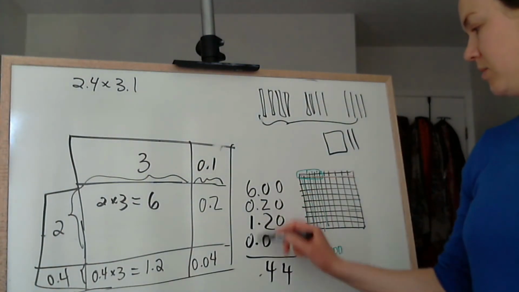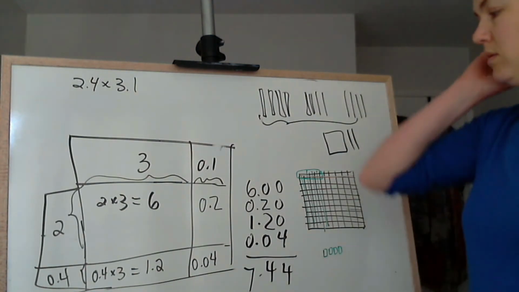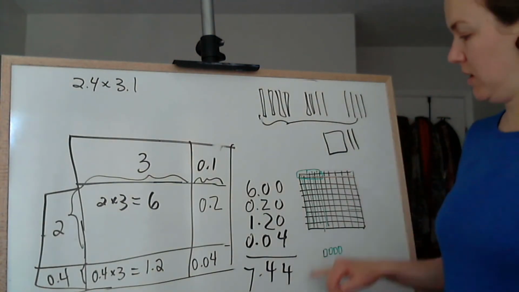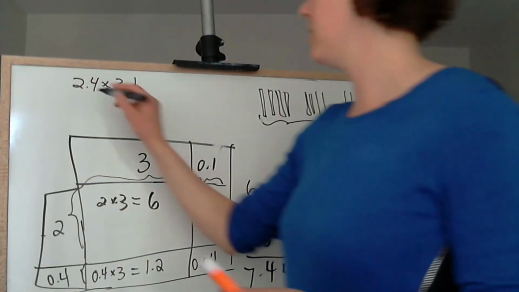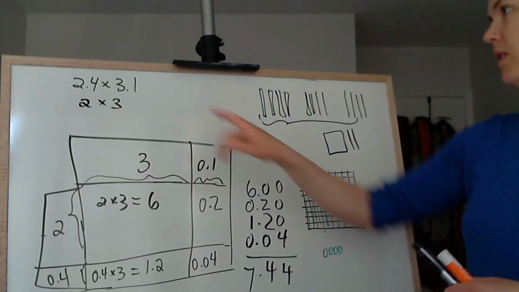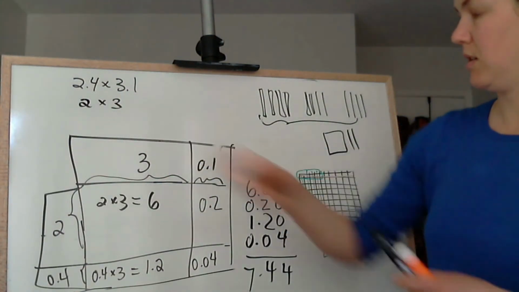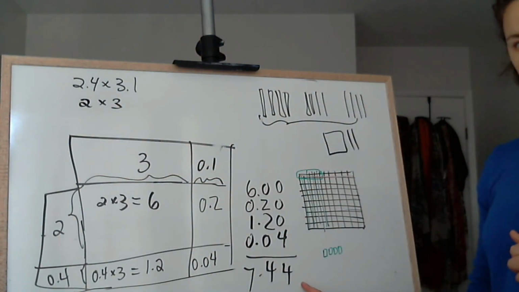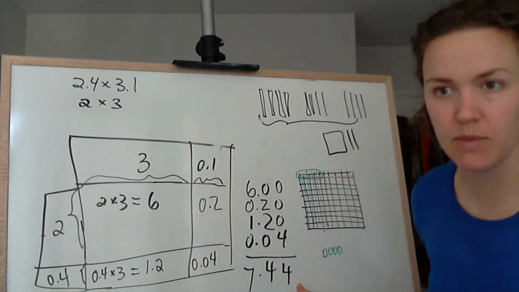4, 6 plus 1 is 7. Now let's estimate. Let's see if that makes sense. 2, I'm going to round that down to 2 times 3 is 6. And these are both, I rounded down for both of them, so it makes sense that my estimate is low. So that seems like it should be right. Yeah, that's the area model for finding decimal times decimal.